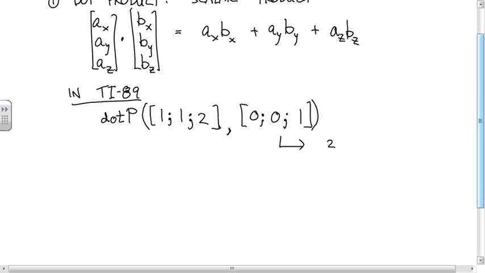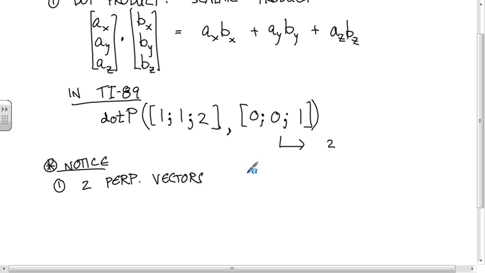There are two things that you need to keep in mind about the dot product. So notice two things about the dot product. The first one is, this is really kind of three things, but they're pretty related. Two perpendicular vectors, what's their dot product? 0, yep.